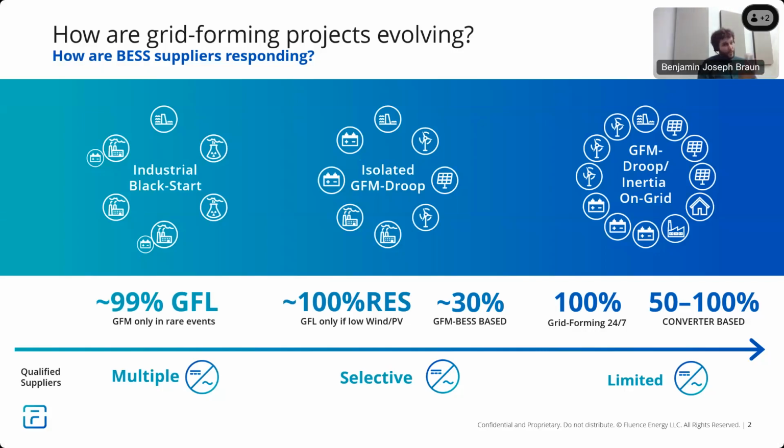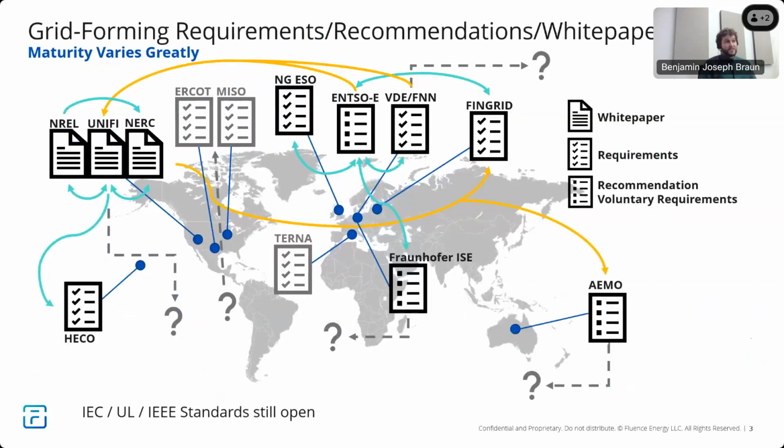So regardless of whichever application you want to build your power plant for, you need to know what the actual codes and requirements are. And I like to start from the top down. That's oftentimes the easiest. So what are the grid codes in different regions? Is there even a grid code in your region? Is it a hard requirement or is it a voluntary requirement or recommendation?